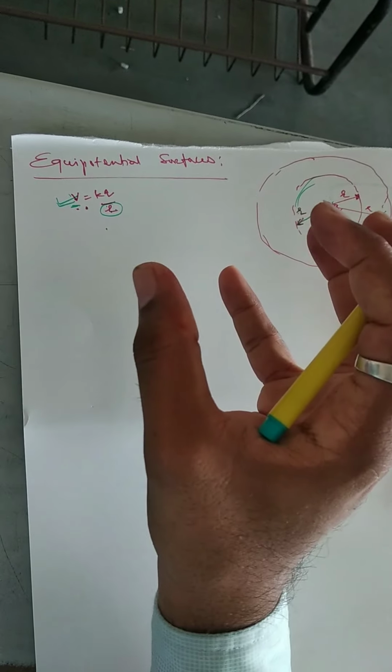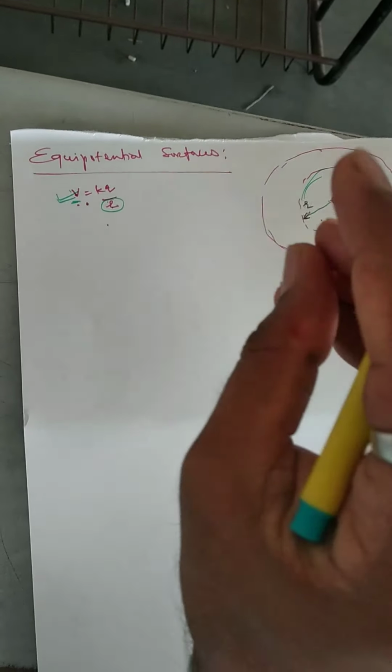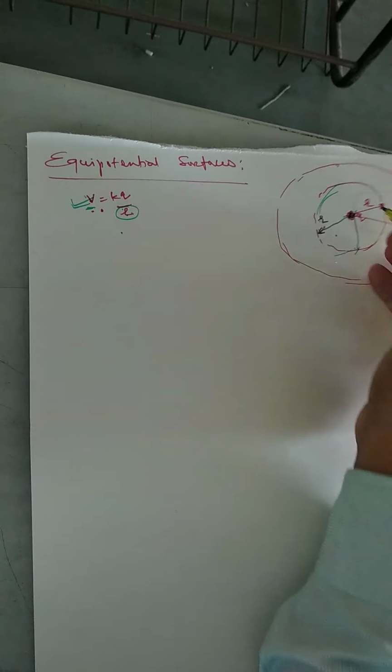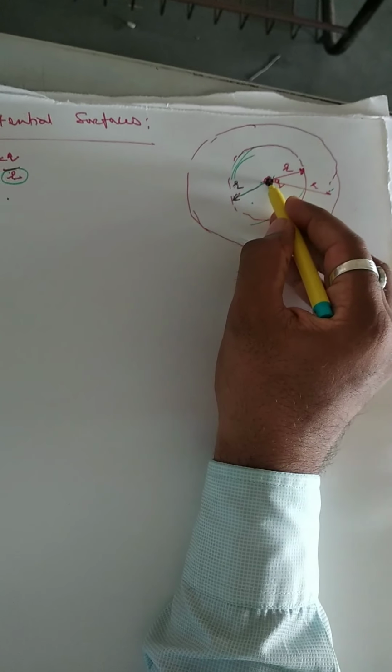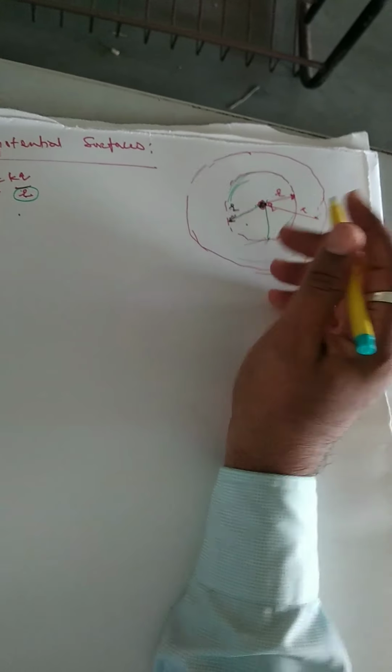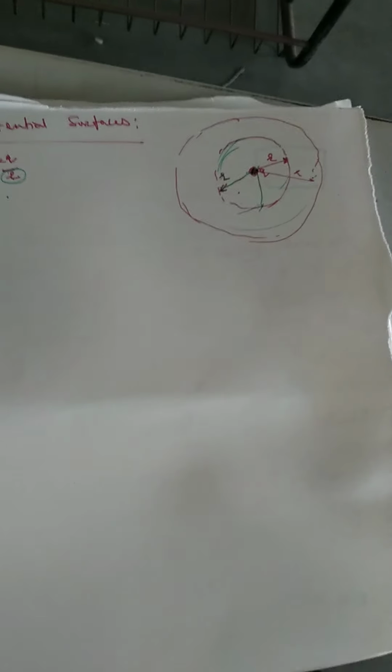Suppose we take a sphere, all the surfaces of the sphere are concentric at one single point. Same way, these imaginary surfaces which occur because of the electrostatic potentials are all concentric at this point, so that's known as equipotential surfaces.